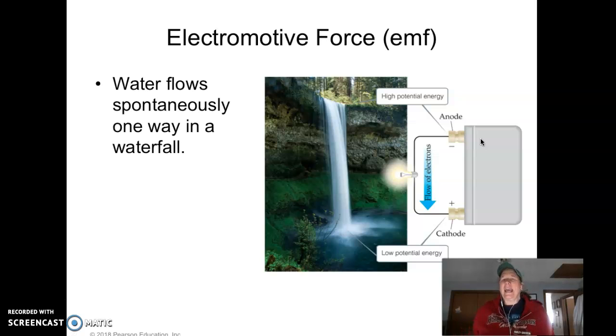When you're looking at potential energy, and again, this is for all kinds of cells, we have something called the electromotive force, the EMF. Here's an example with a waterfall. We've got not so much energy here. We've got a lot of potential energy, and then we've got a lot of kinetic here. So our high potential energy is at the top.